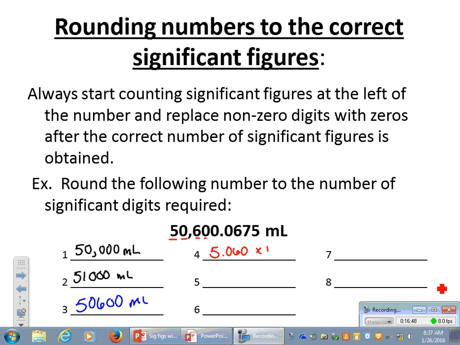Now you may have noticed that that does not express the magnitude 50,000. So to express the magnitude of the number, we're going to put in our exponent. So we moved our decimal place from behind that last 0, 1, 2, 3, 4 places. So we're going to put that exponent times 10 to the 4 to give that number magnitude.